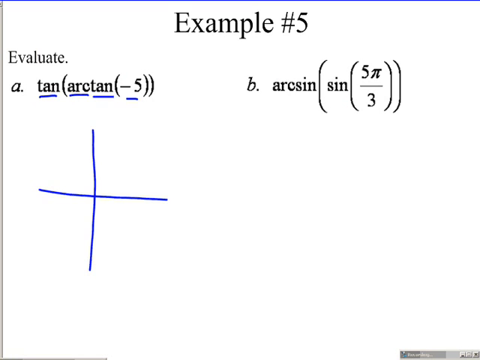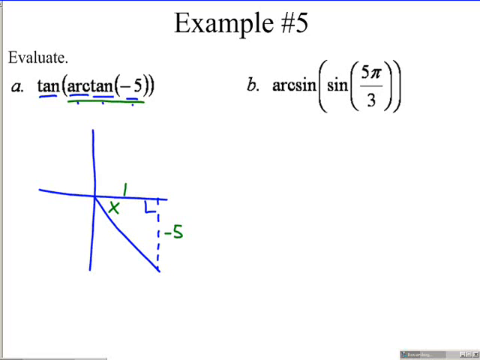Start with your inside function. What angle has a tangent value of -5? Since arctangent is negative, we have to draw it down here in quadrant 4. Tangent is opposite over adjacent. So this inside function is saying what angle has a tangent value of -5? That angle does right there.